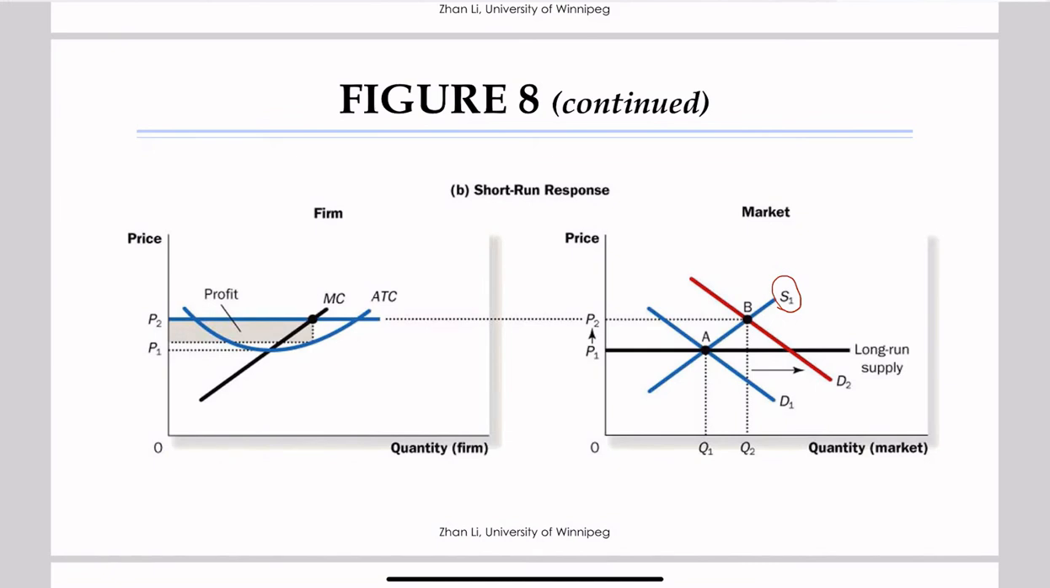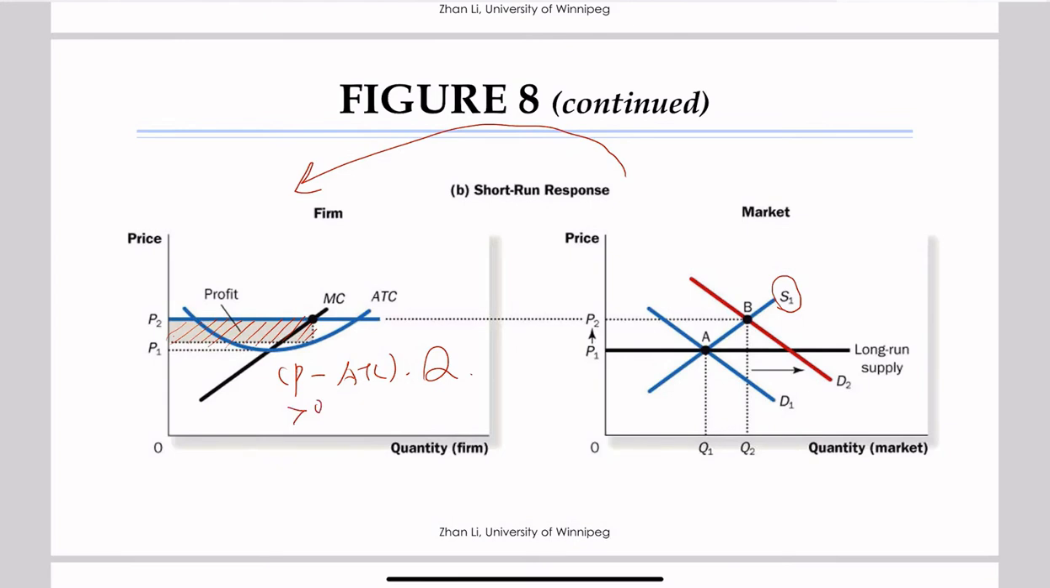Now, what is the effect on the firm's profit? So let's move to the left-hand side. Right? The picture on the left shows you that for a competitive firm, because price increases, it will earn a positive economic profit, because we know that profit equals P minus average total cost times quantity. So you can see that this gray shaded area gives us the firm's economic profit. The key here is profit is positive.